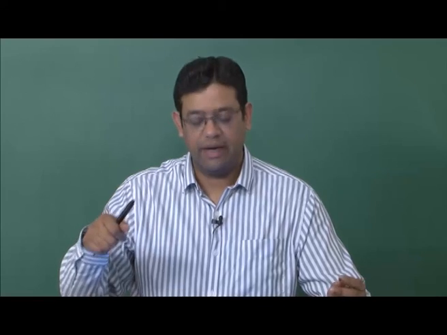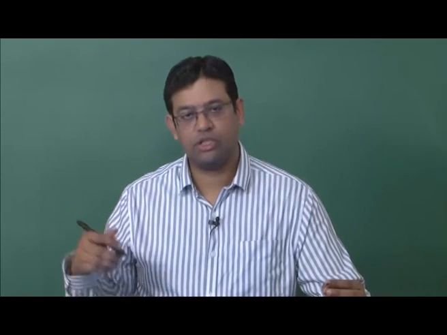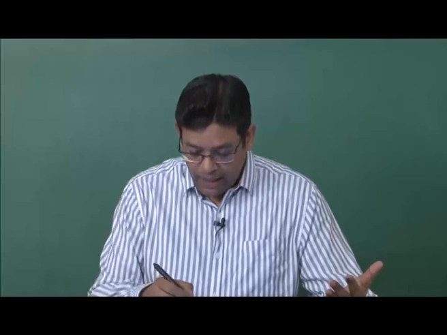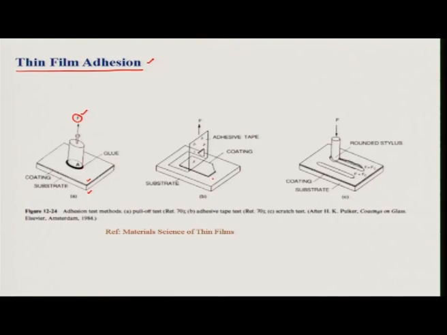Another technique that you can use, and it is very often performed just to test how good the thin film adhesion is, is called the Scotch tape test or adhesive tape test. What you do is you take a Scotch tape, apply it on top of a thin film and peel it off. If the coating comes off with the adhesive tape, then you will know how good your adhesion between thin film and the substrate is.